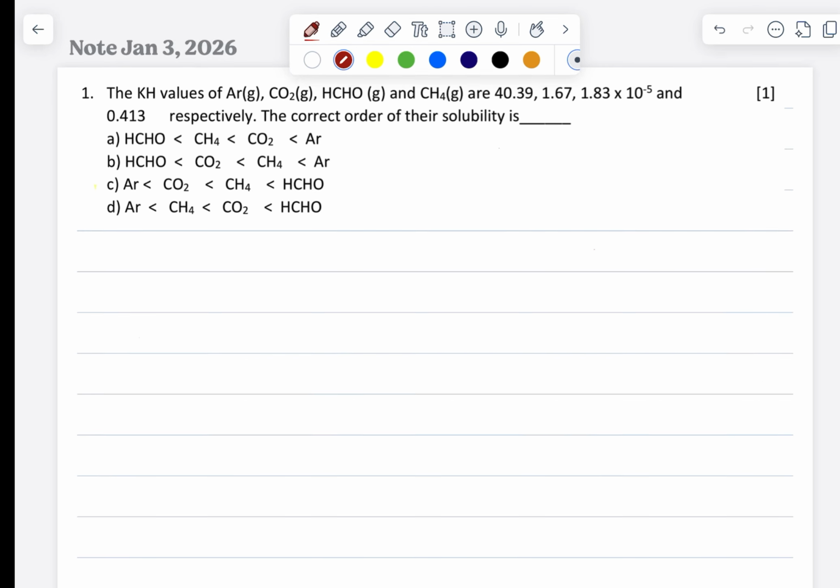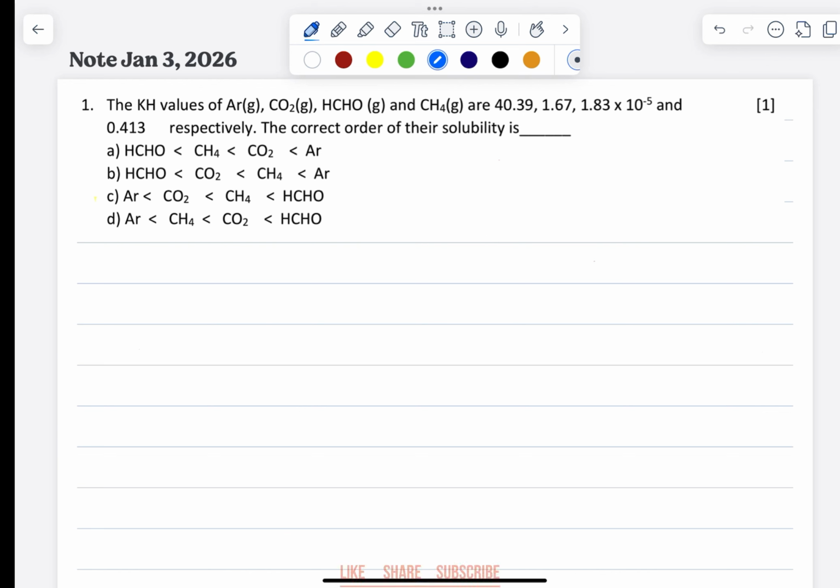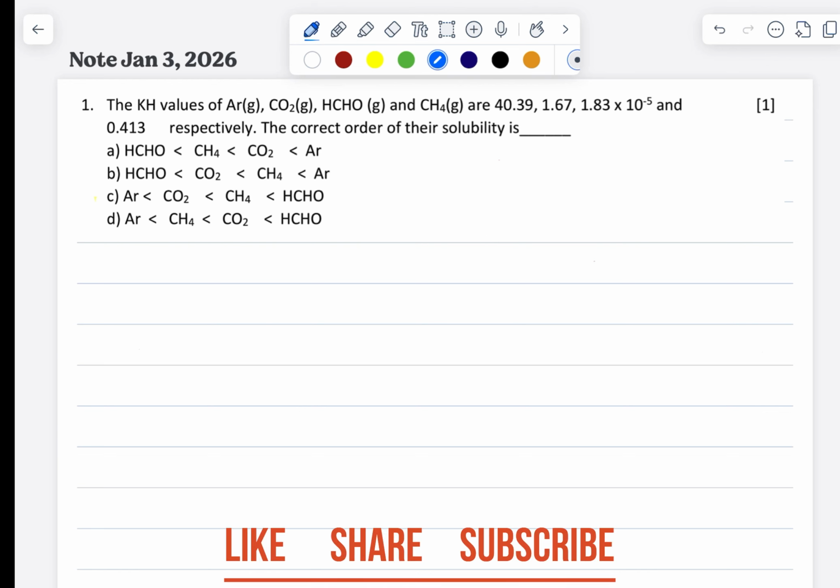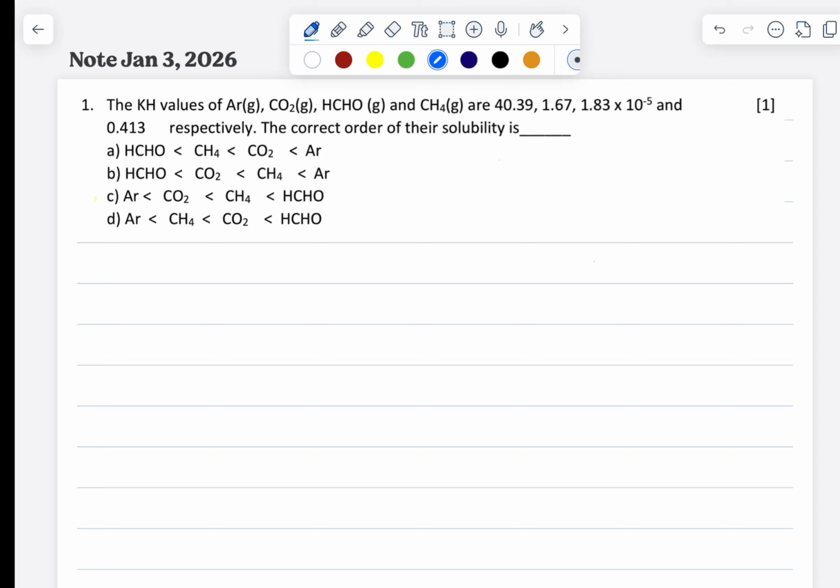First question here, what I have written is this: KH value for the different gases is given. Not all are gases, different molecules are given, and you are told to write the correct order of the solubility. Understand, KH value is a Henry's constant. Now you may get a question: if it is Henry's constant, then why is it varying? It should be a constant value, right?